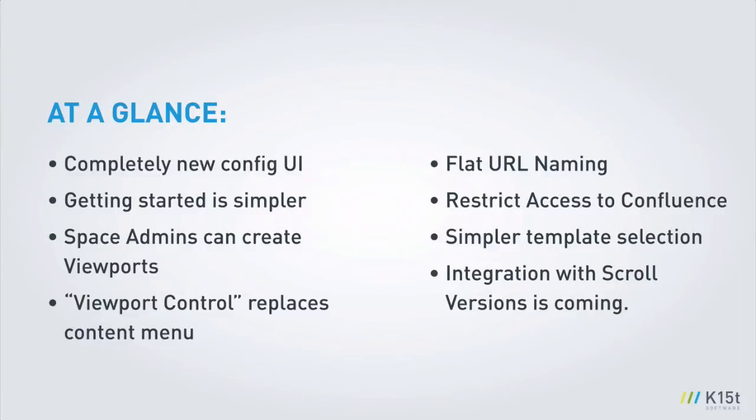Then we have the flat URL naming. I mentioned that already, as well as the two next points. And a big thing which took us a long time is that we refactored the whole infrastructure, which is loading the content from Confluence. What we are now capable of is to load content from Scroll Versions spaces, so you can actually serve multiple versions from one space.